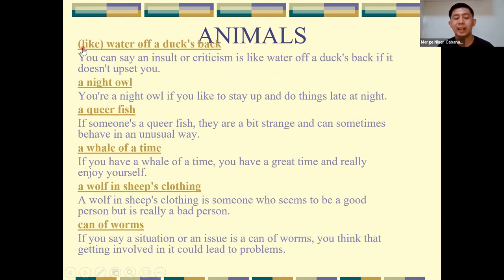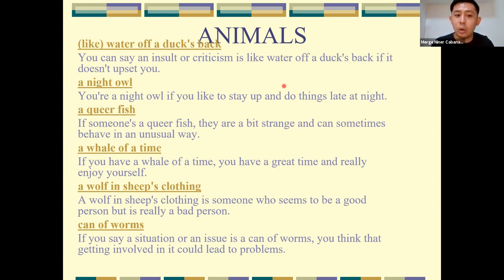So let's start with "like water off a duck's back." You say that an insult or criticism is like water off a duck's back if it doesn't upset you. Sabi ng water off a duck's back, walang talab, walang effect. Like you can bash me all you want. You can hate me all you want, but I will be unaffected by your hate. That is like water off a duck's back.